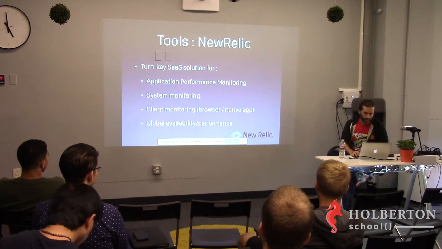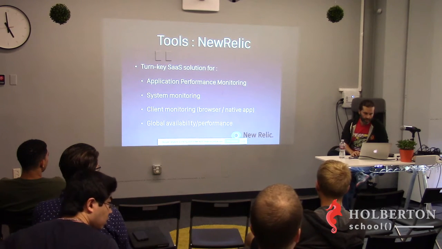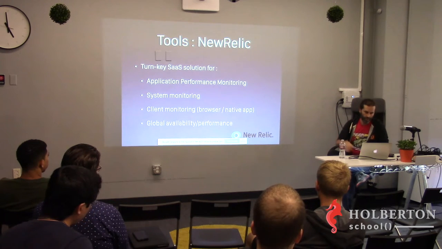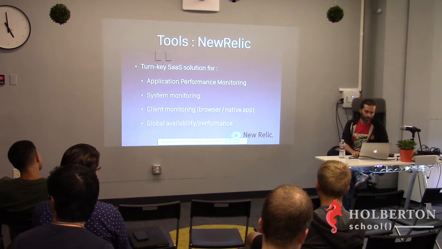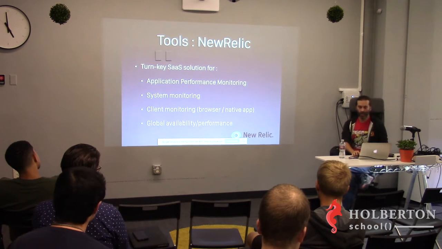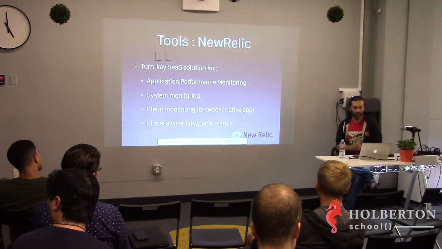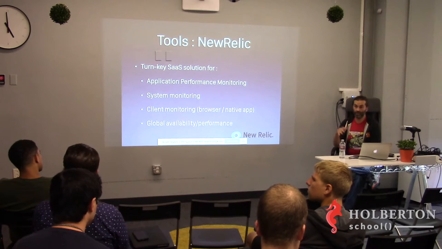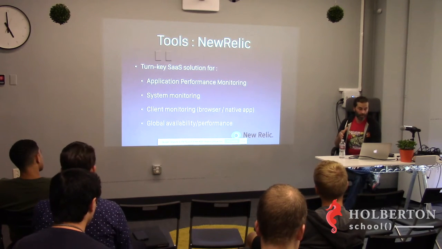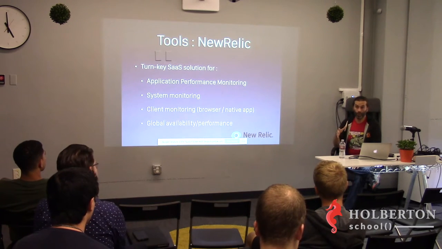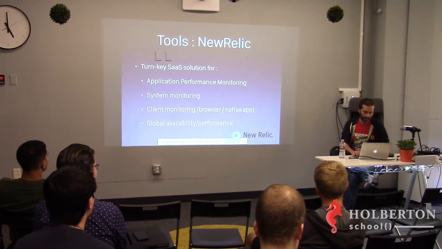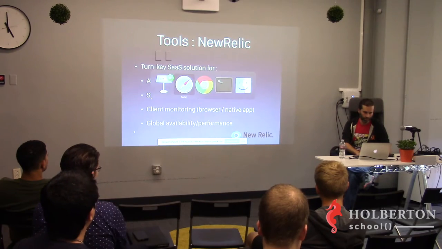We use it for client monitoring sometimes, what happens in the browser when we do some web development outside of our API. And we use it also for global availability performance. TextMe is deployed in every country on the planet, and we want to make sure that our API, that the mobile clients and the web apps are using, is available everywhere. Okay, and with a good level of performance. So that's how we use Neuralink.